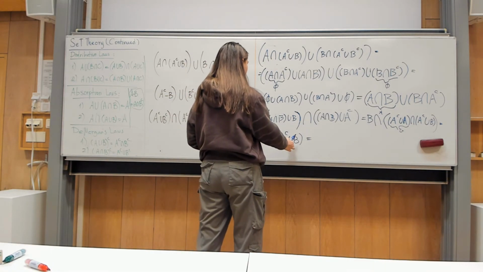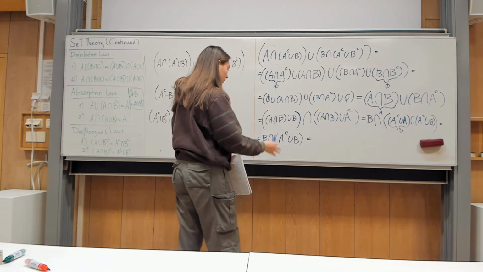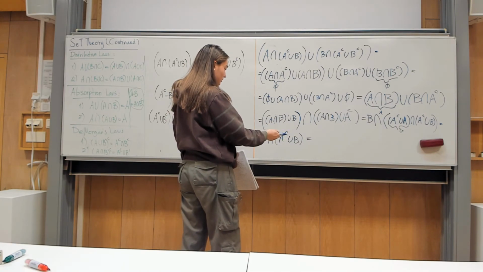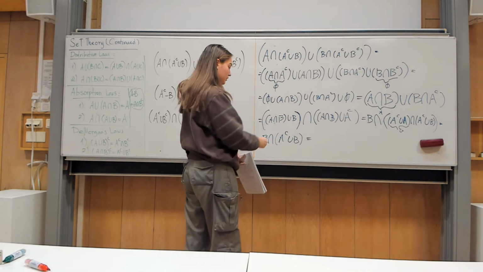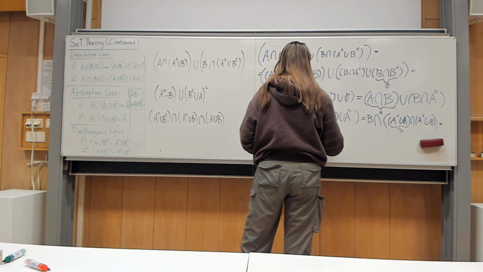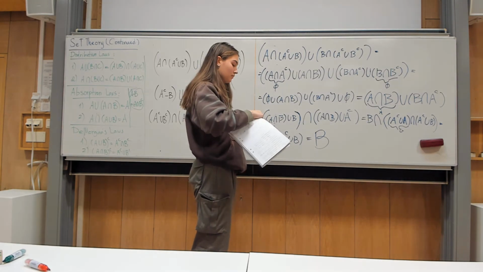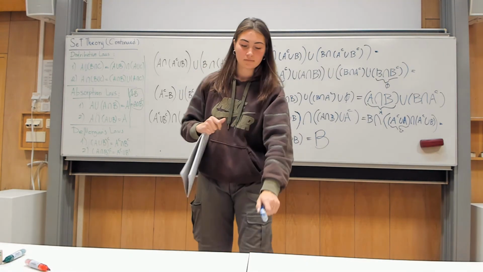A union B is A complement union B, and then B intersects. Yes, it's B, because B is, exactly. Or again, another way to say this is also the absorption law. Okay, thank you very much.